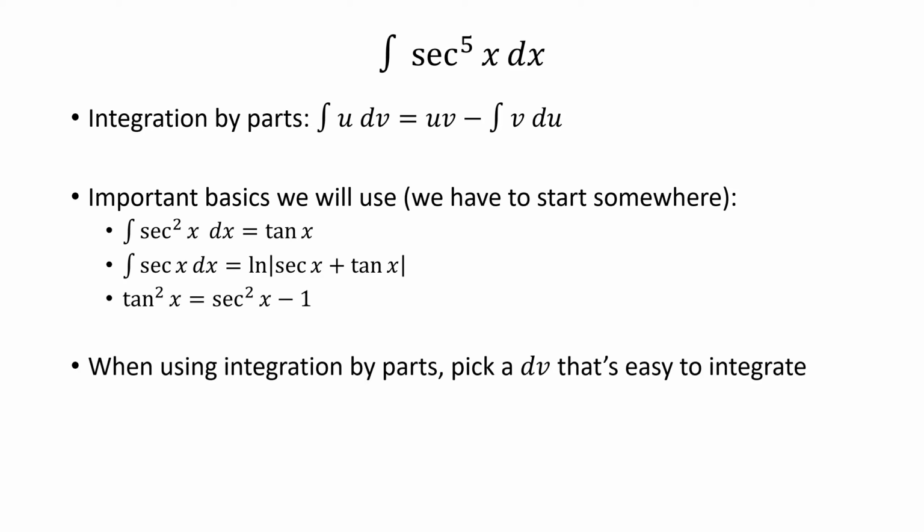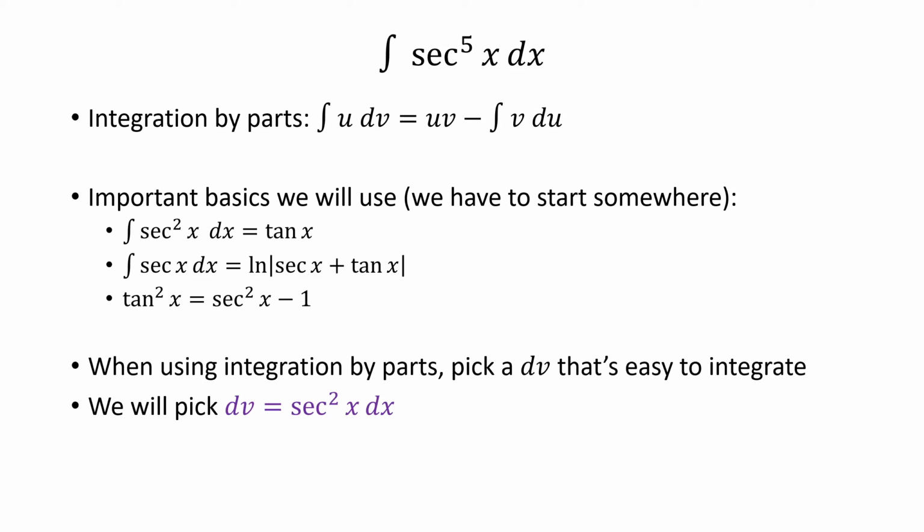So when you're using integration by parts, it's nice to pick a dv that's easy to integrate. Otherwise, the whole point of integration by parts, which is to simplify the problem so you can solve it analytically using this trick, is lost. Otherwise, you haven't really simplified your problem so much. So in this case, we'll pick dv equal to secant squared dx.